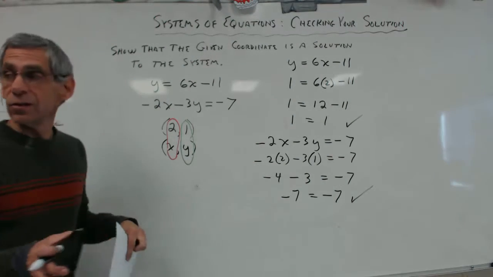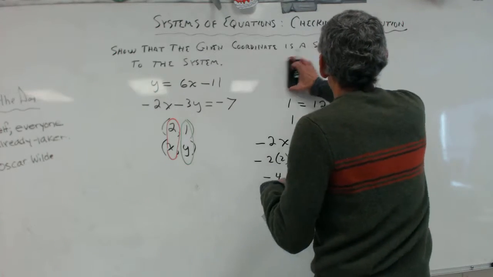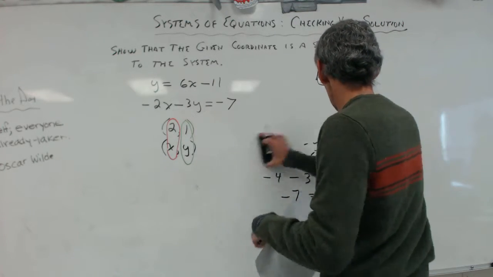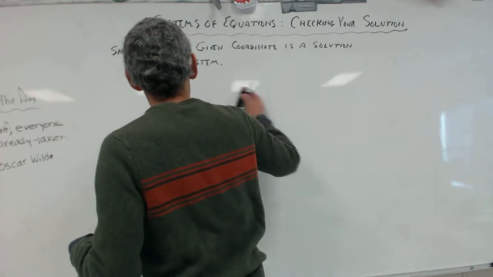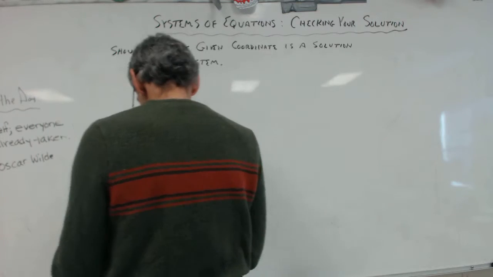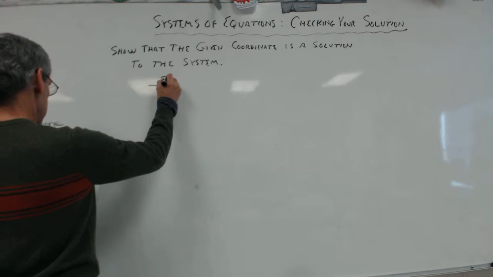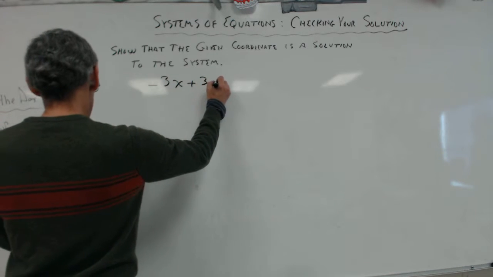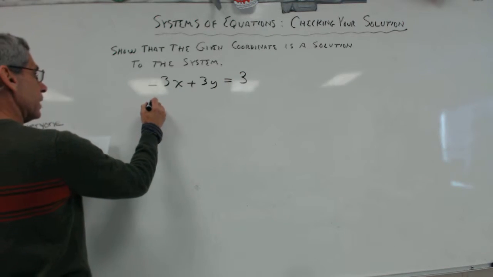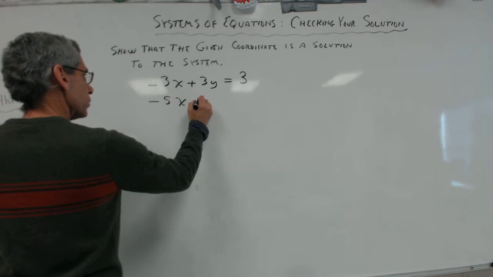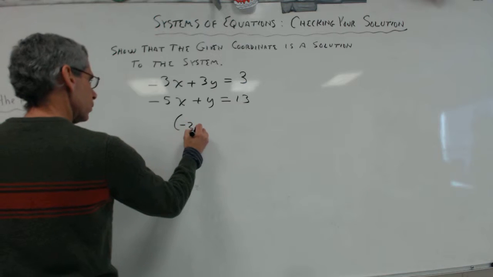All right, so does that make sense? You get it? It's pretty easy, right? All right, let's try another one. I'll use the same instruction. Okay, we'll go to the other side. How about negative 3x plus 3y is equal to 3, and negative 5x plus y is equal to 13, and the point is negative 2 comma negative 3.